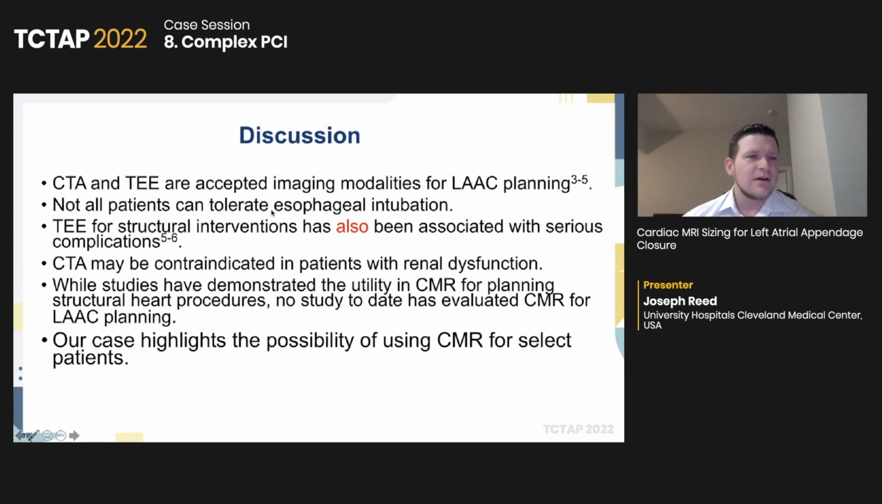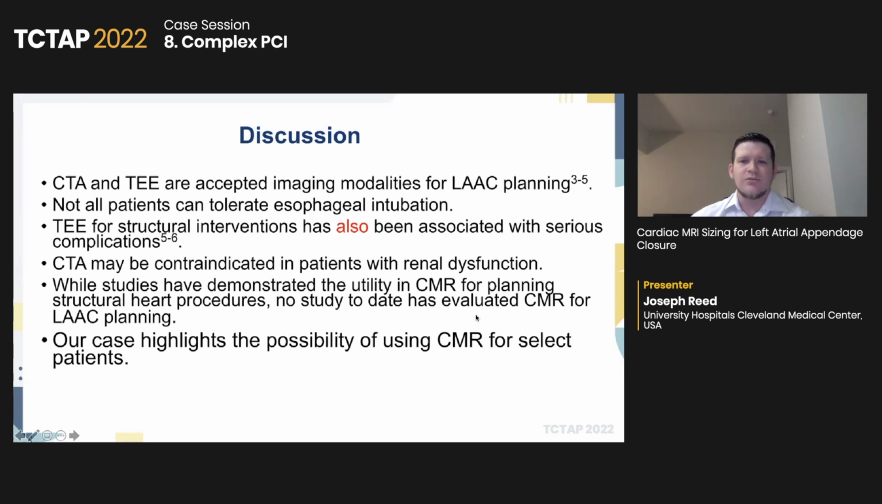In summary, CTA or TEE are accepted imaging modalities for the pre-planning process for left atrial appendage closure. However, not all patients can tolerate esophageal intubation. TEE has complications. It's been associated with esophageal perforation, intramural hematoma, GI bleed, etc. CTA is also contraindicated in patients with renal dysfunction.